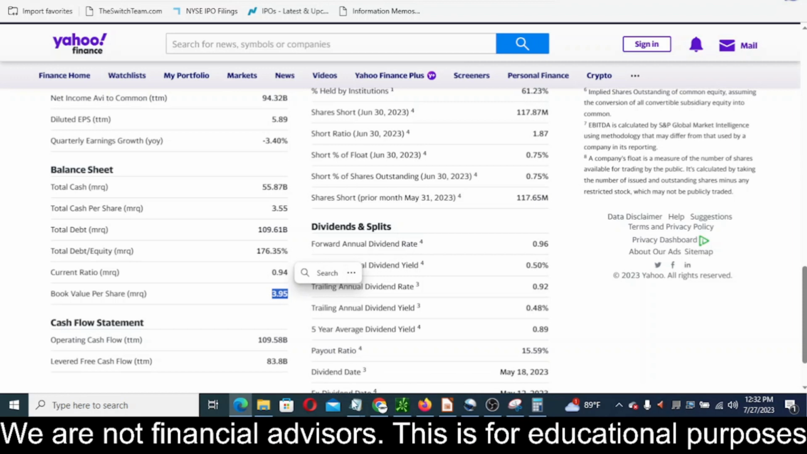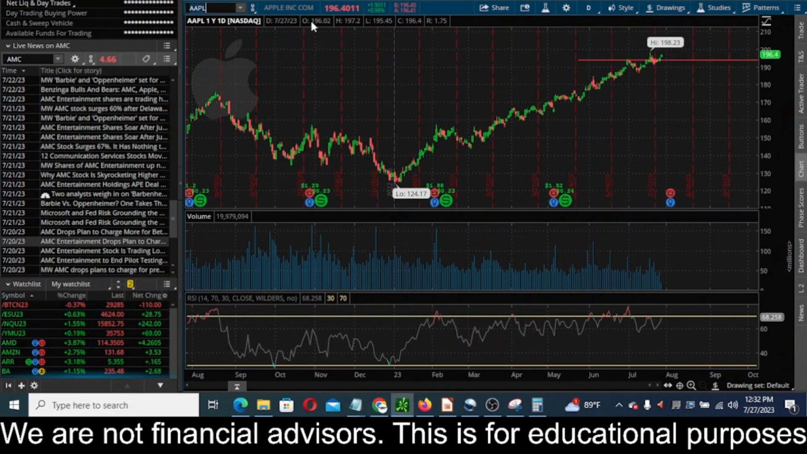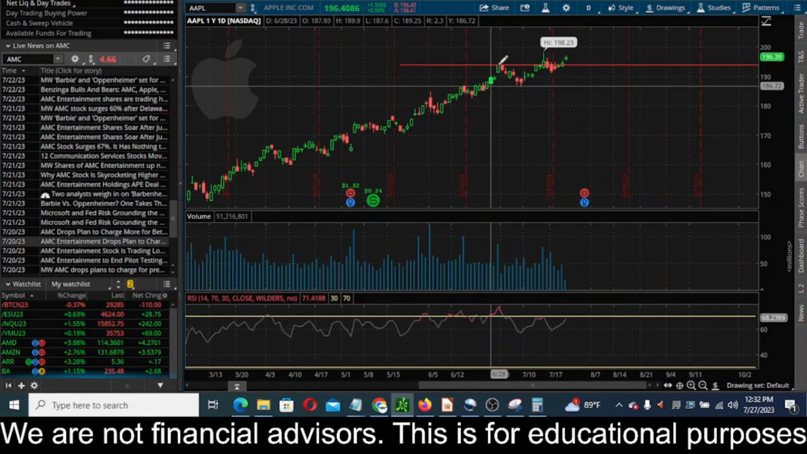If you look at the actual price of Apple right now, you're going to see that they are way overvalued, and Apple is one of those stocks, similar to Tesla, that trades way above fundamental value, or way above book value per share. Now that we've talked about book value per share and how we can use it to determine if a stock is undervalued, how do we go out and find those stocks?